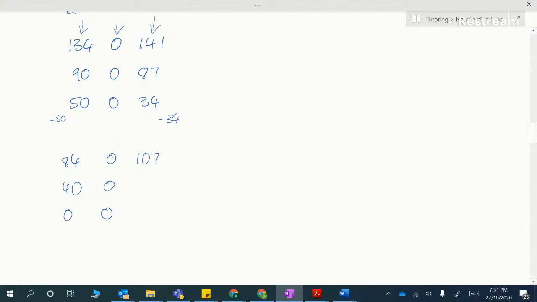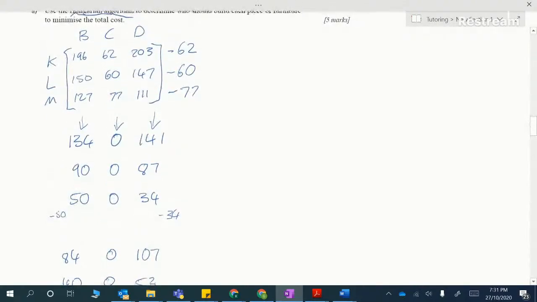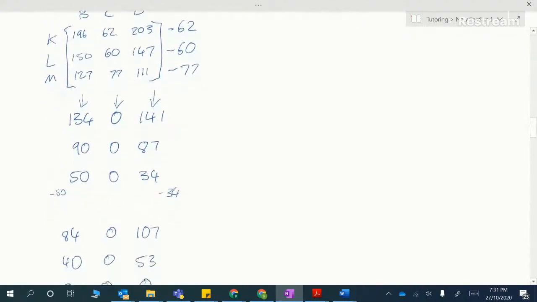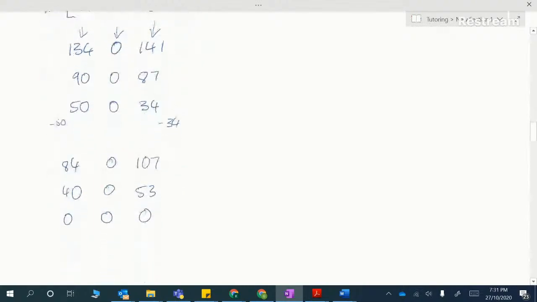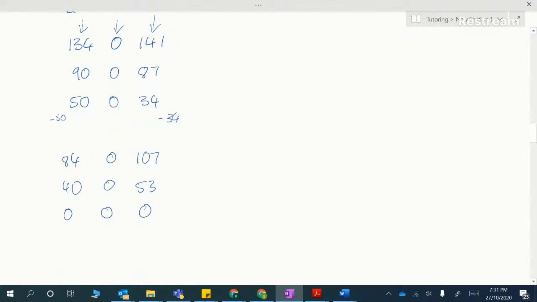87 take away 34 is 53. And then 34 take away 34 is 0. Okay. So the first step was, first of all, I had to write it into a matrix. Then I had to do a row reduction where I took away the smallest number from each row from the entire row. Then I did a column reduction where I take the smallest number in each column away from every number in that column.